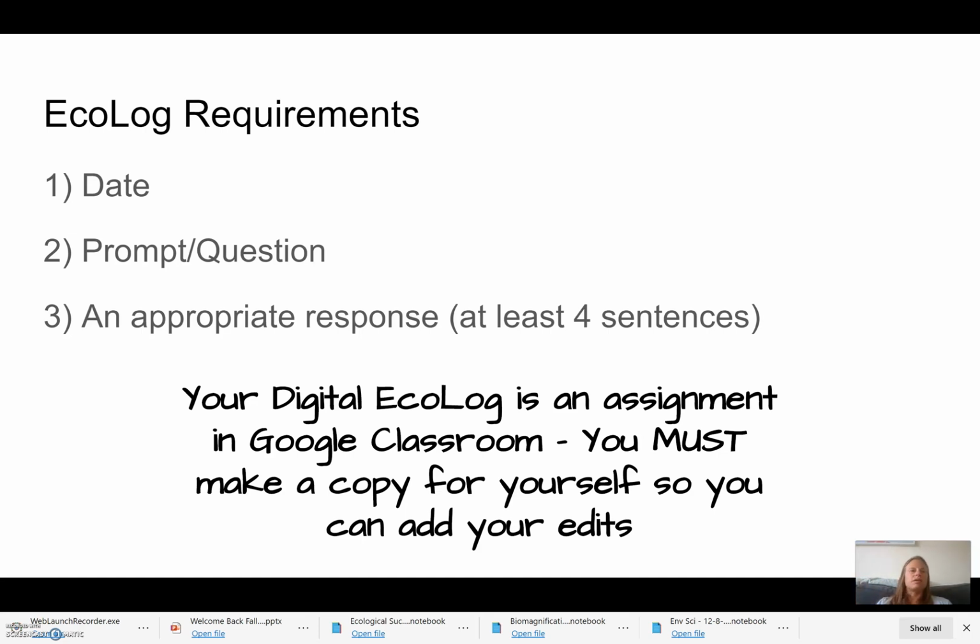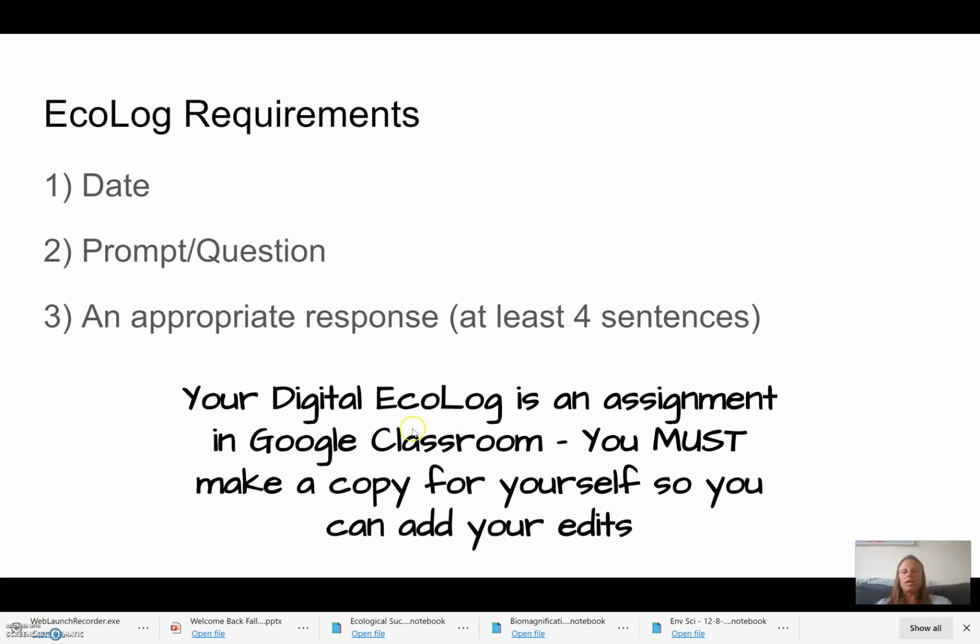Describe the effects of climate change. Discuss your opinion on the loss of biodiversity. Usually those prompts or questions will be some sort of open-ended question that's going to require an appropriate response. By appropriate response, I mean you need to write at least 4 sentences that appropriately answer that prompt.